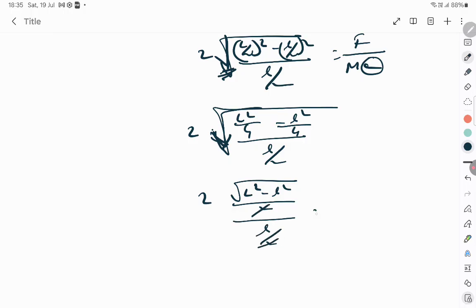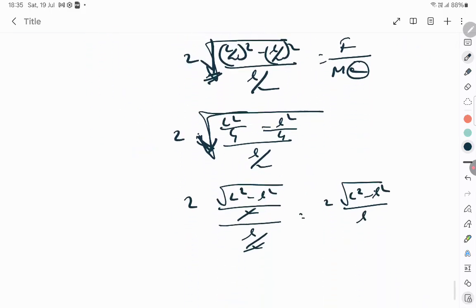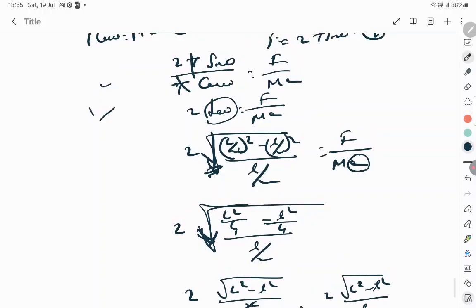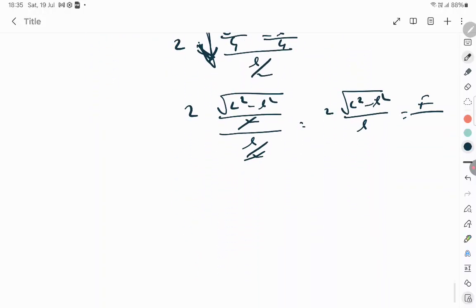2 and 2 will get cancelled. It is 2 into root of L square minus small l square by small l. You get something like this, and it is equal to F by MA. So cross multiply and find the value of A from this. And that's all. So that's about this sum.